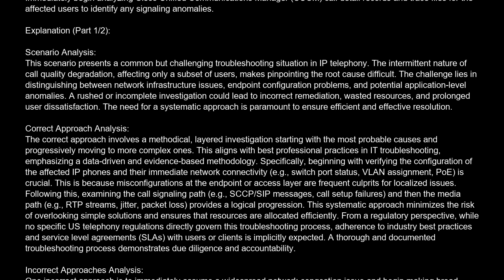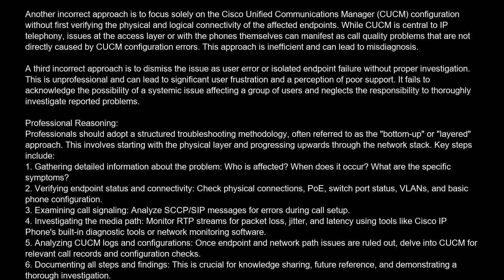Incorrect approaches analysis. One incorrect approach is to immediately assume a widespread network congestion issue and begin making broad network changes without isolating the problem to the affected users. This is professionally unsound because it lacks a targeted investigation. It risks disrupting services for unaffected users and fails to address the specific symptoms. Ethically, it demonstrates a lack of due diligence and could lead to unnecessary downtime.